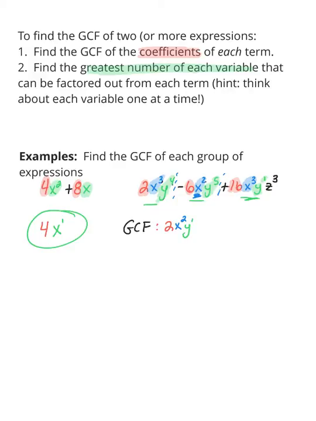Now what's interesting is to look at z's. This term back here has a z in it, but none of the other terms have a z in it. So if only one term has a z in it, it's obviously not going to be a common factor for all the other terms because they don't have a z in it. So this is our greatest common factor.